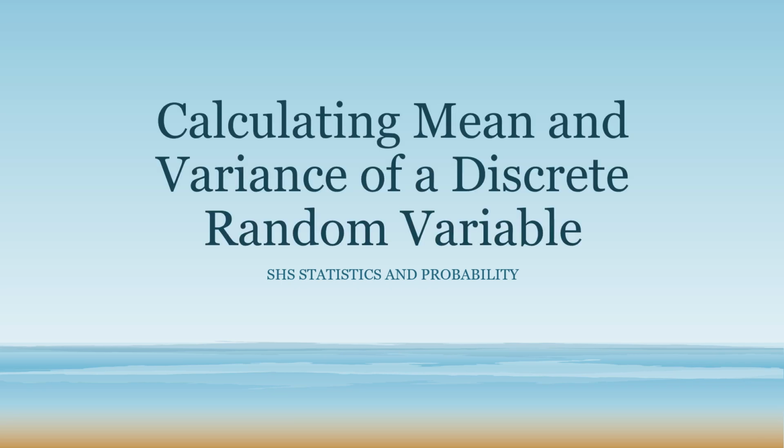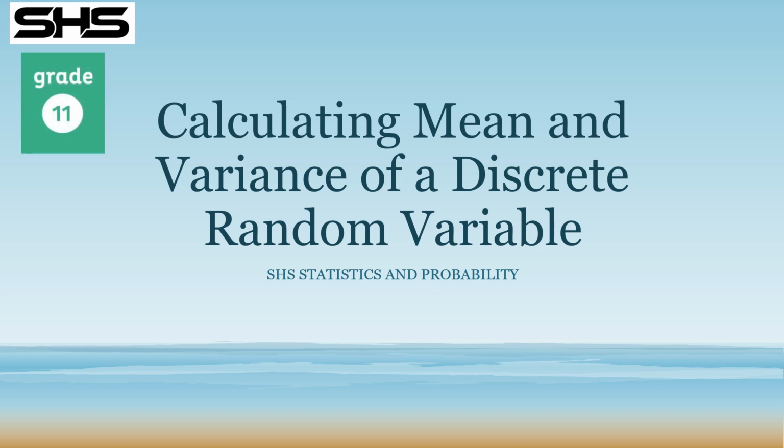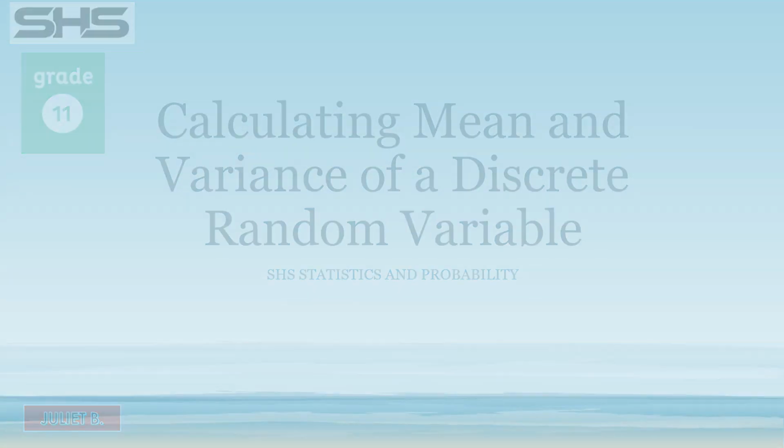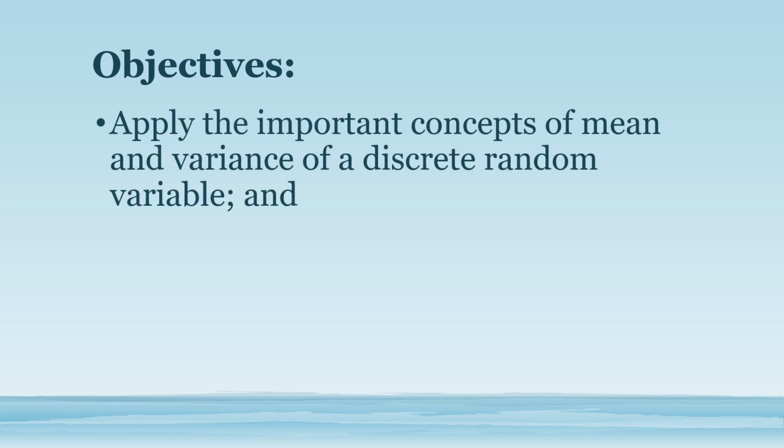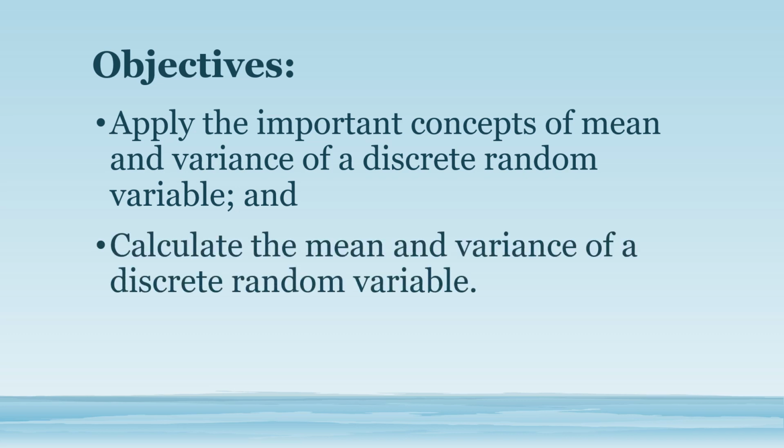Our topic for today is about calculating mean and variance of a discrete random variable. For today's objectives, we will apply the important concepts of mean and variance of a discrete random variable. Calculate the mean and variance of a discrete random variable.